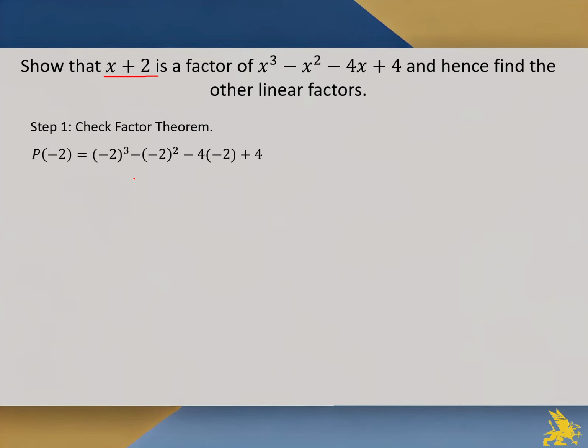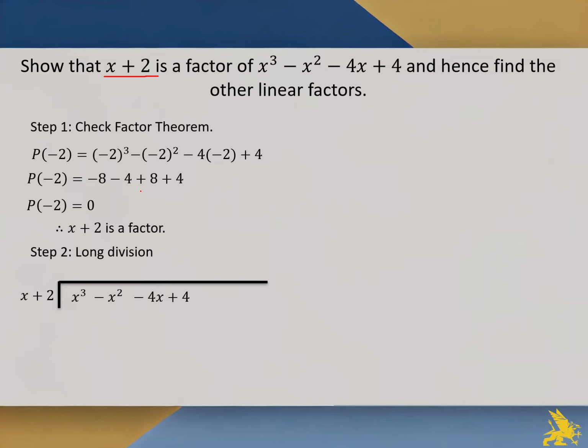-2 to the power of 3 is -8. -2 squared is 4, so take away 4. And -4 times -2 is +8, plus 4. We can see straight away that that will give us 0. That therefore tells me that x plus 2 is a factor. Now, to work out what's left over, we need to do our long division from the previous lesson.